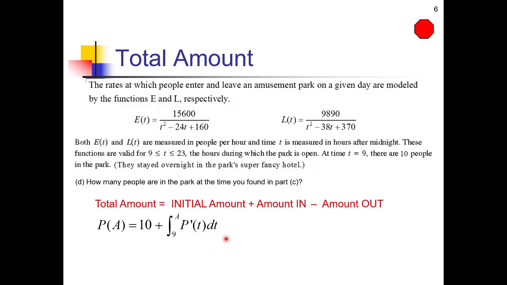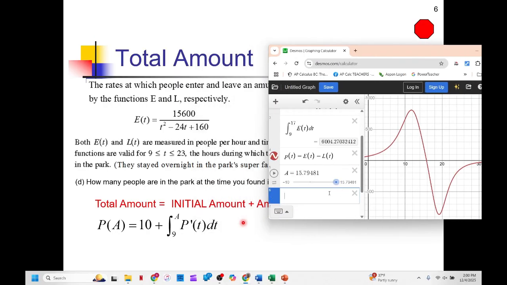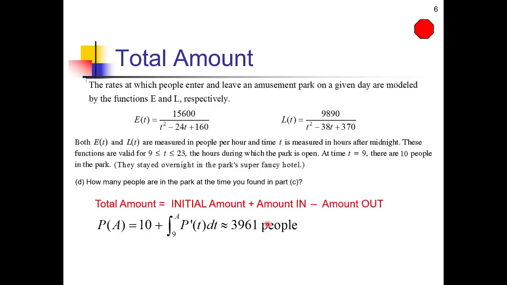And now let me just go to Desmos and see what happens. So going back here, we've got A defined. So let me do 10 plus integral from 9 to A, and I defined P prime again as little p in my Desmos, so I'm going to just do little p of t dt, and that comes out to about 3,961 people if we round that off.